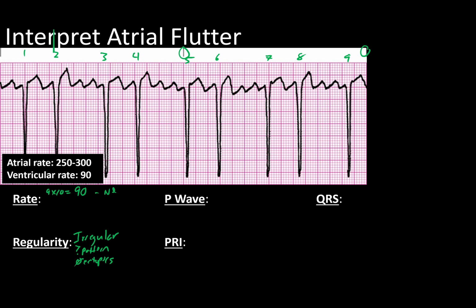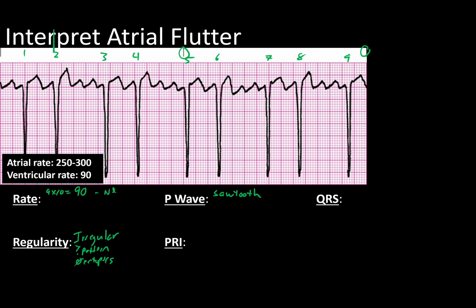So let's take a look at those P waves. And there are a lot more P waves than there are QRSs. And in fact, they're kind of sharp, aren't they? And that really gives us that sawtooth appearance. So how do we figure this out? Well, we're going to go about this the same way we have for all of them.